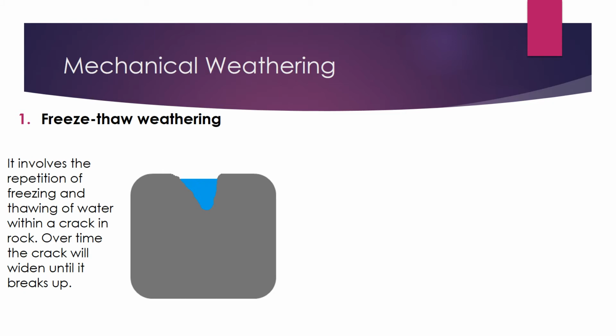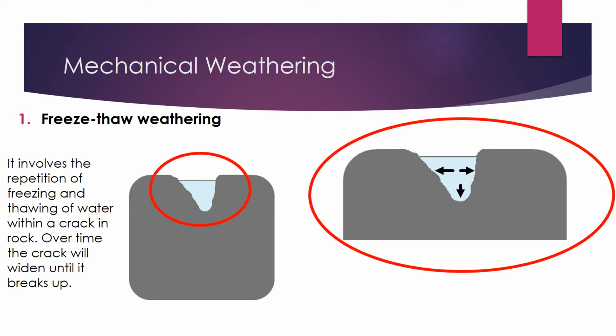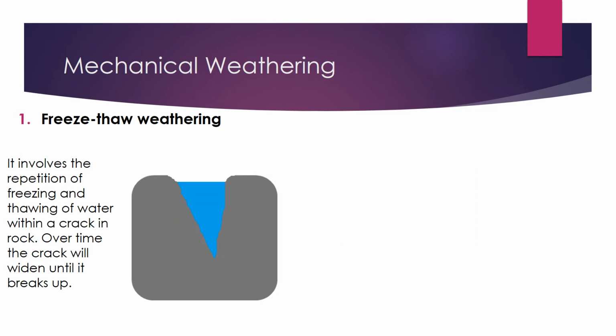So let's move on to mechanical weathering. The first type you need to know about is freeze-thaw. Water will enter a fracture in the rock. When the temperature drops below 0 degrees, it will freeze, putting pressure on the fracture, causing it to widen. When temperatures increase again, the water will melt, and as a result it can make its way deeper into the newly widened fracture, and the process is repeated until the rock splits entirely.